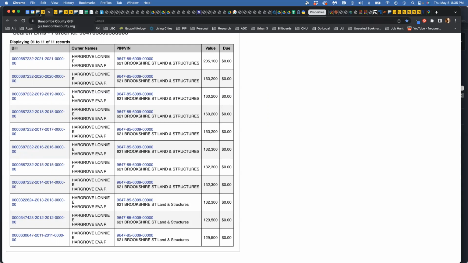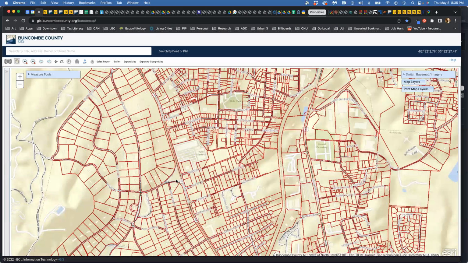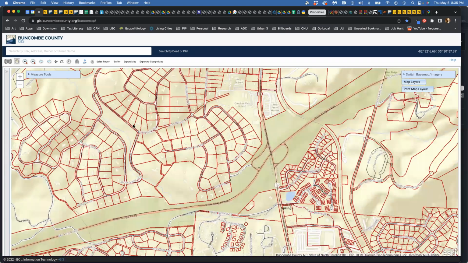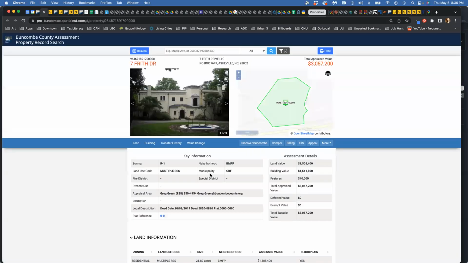Okay. When we want to talk about equity, we just ask ourselves, was this happening anywhere else? So let's pan down here. Let's go through Biltmore Forest and go down to my favorite area, which is over here by the Blue Ridge Parkway. Click the little eye tool again. And this is a great property right here. This one's 22 acres of land owned by 7 Frith Drive LLC. So it's owned by a limited liability corporation. We'll click on the property card.